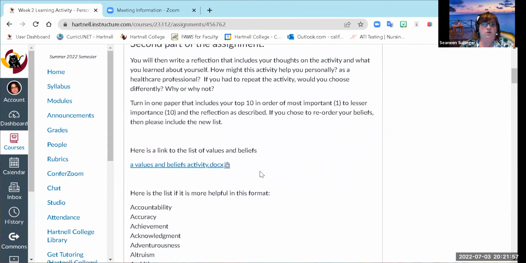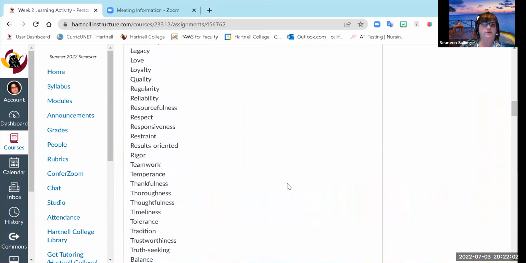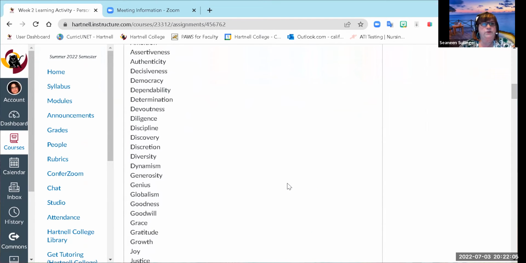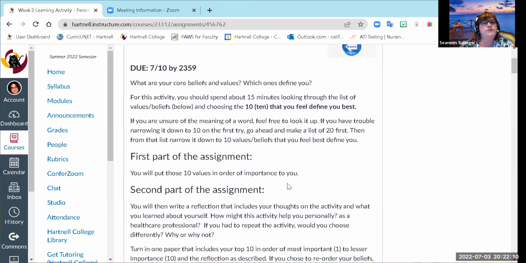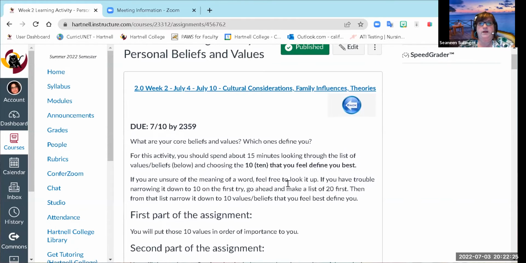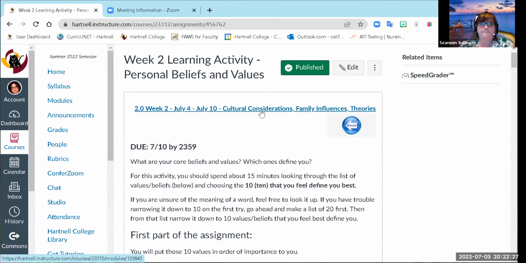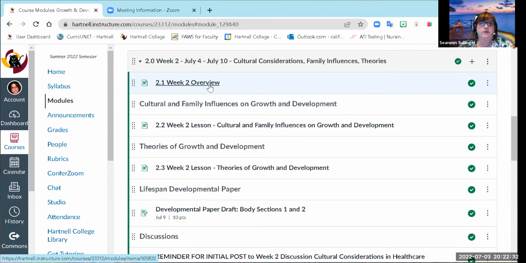It comes in a doc, or you can just go down the list. It's kind of sort of alphabetical, but not really. You're choosing 10 of those and thinking about what's really important to you. What are your beliefs and values? We talk about that in the cultural lesson. It's also important to know that when you are in the healthcare field and the healthcare profession, understanding what's important to you and being able to understand what's important to other people and recognize that as well. So if we go back, we can go back to the overview again.